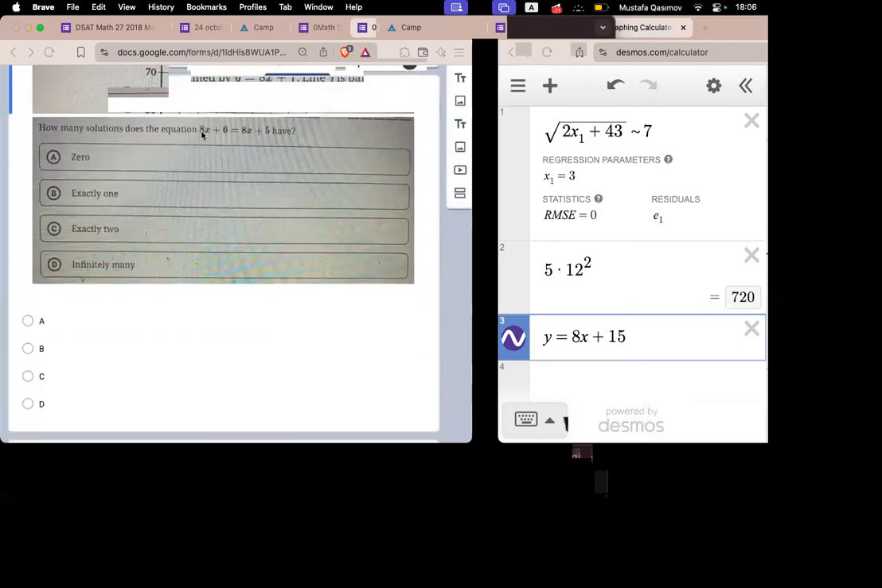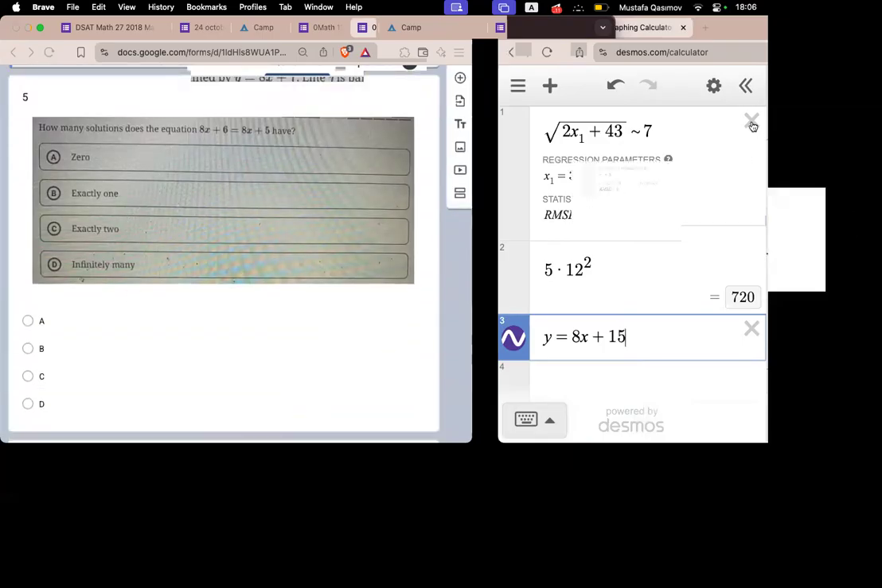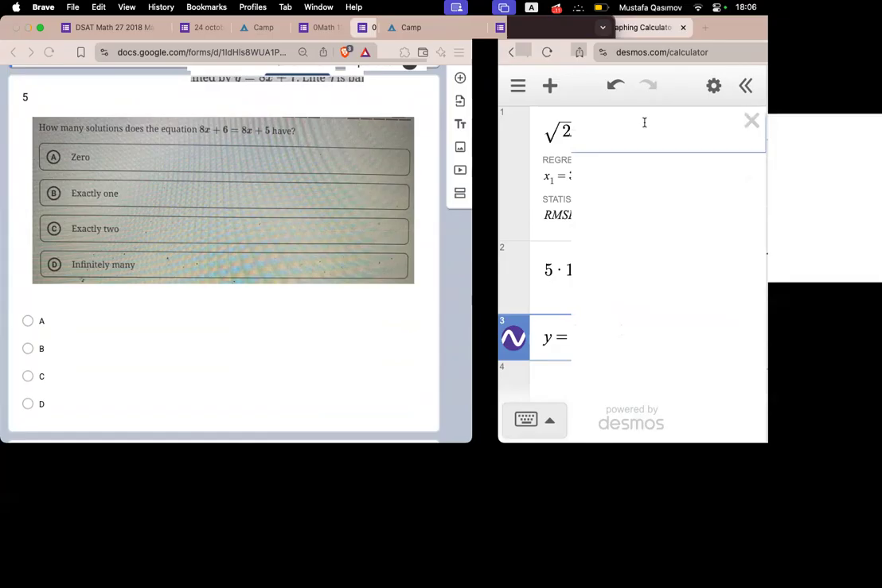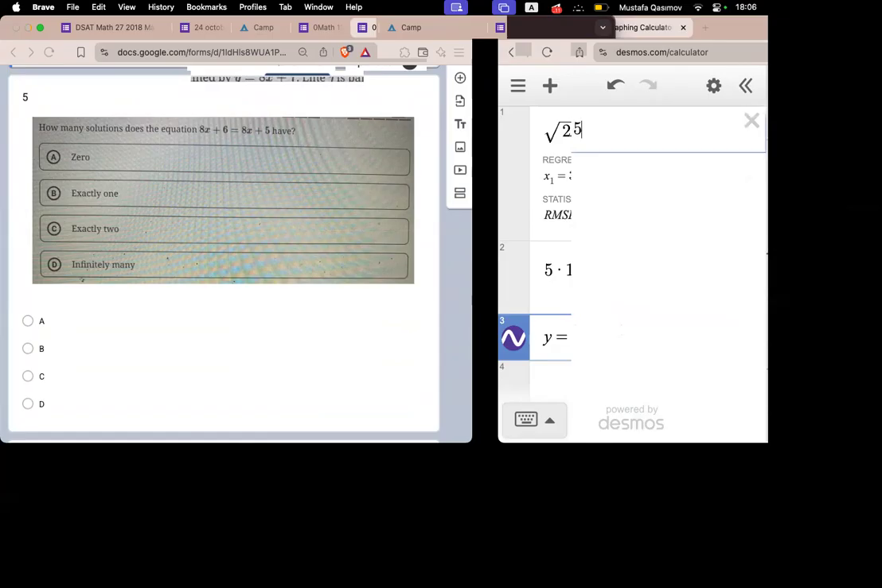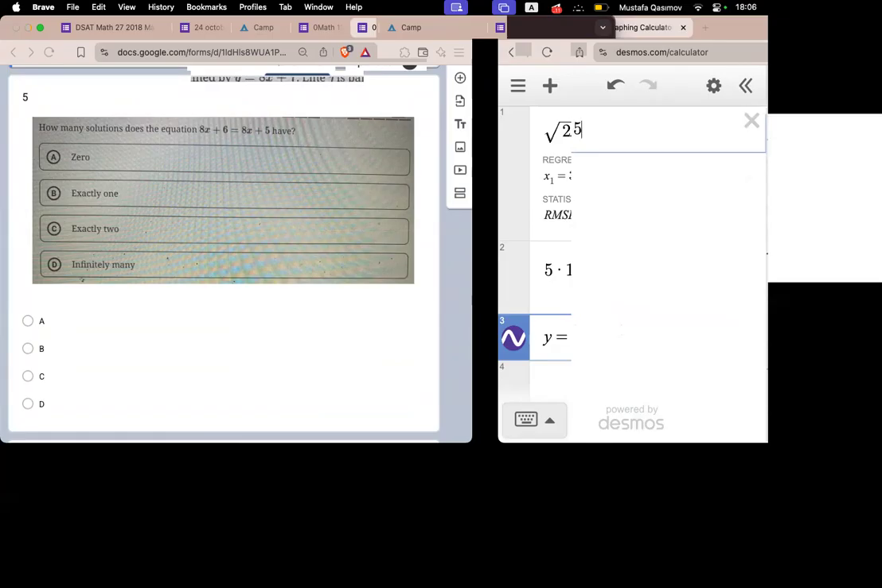5. Here you can think about it like that. 8x will be eliminated, and it will be 6 is equal to 5. And if 6 is equal to 5, it means that there is no solution. Answer is A.